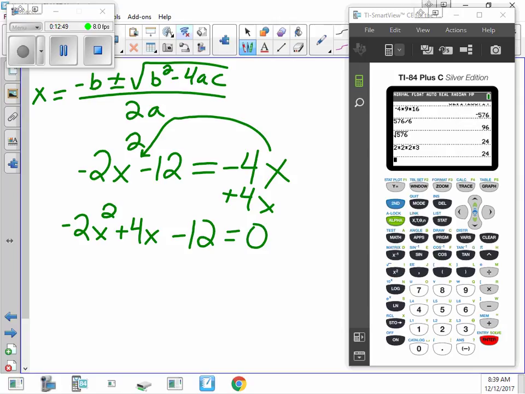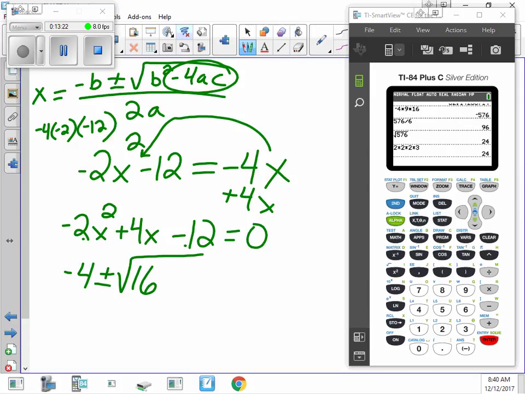Now I just use the quadratic formula. The opposite of b is negative 4 plus or minus the square root of b squared, which is 16. And again, I recommend that you write all of this off to the side. If you don't, there's a really good chance you're going to mess up the negative or the positive, depending on what it is. So off to the side, write negative 4 times a, which is negative 2, times c, which is negative 12. And I get 4 times 2 is 8. And 8 times negative 12 is negative 96.